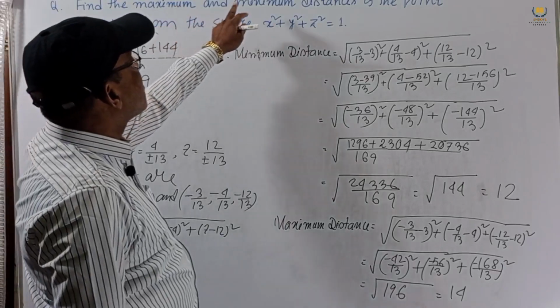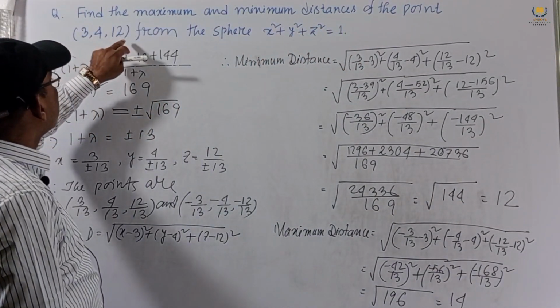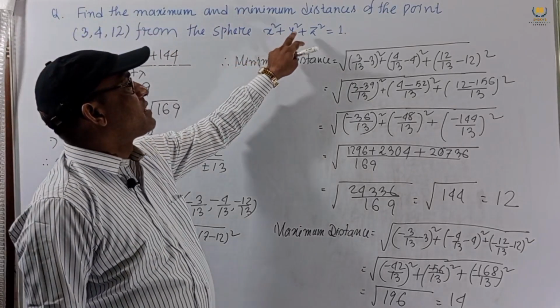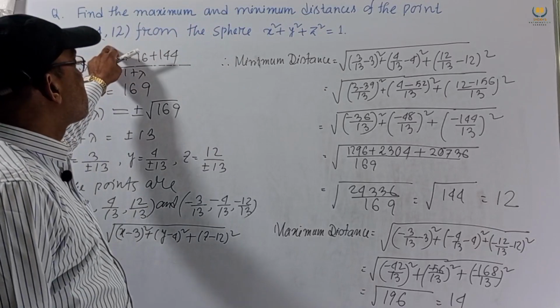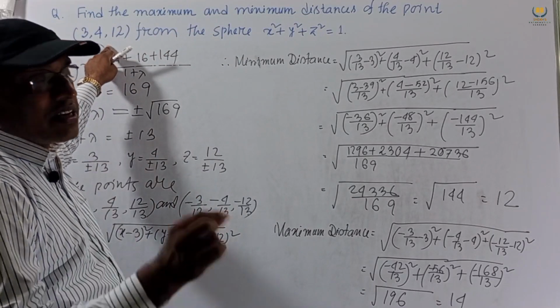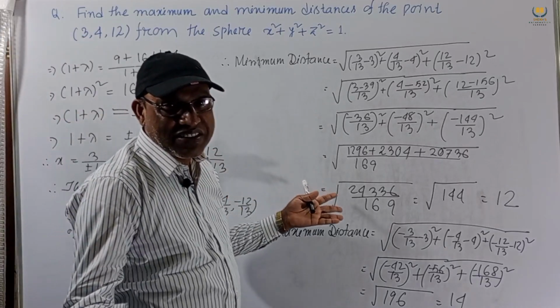Find the maximum and minimum distance of the point 3, 4, 12 from the sphere. So, from the sphere, this point whose distance is minimum distance 12 and maximum distance 14. Very easy solution, very nice solution.